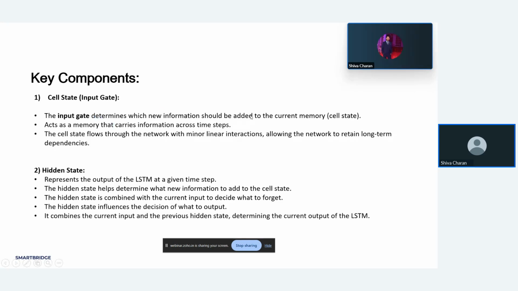Determines which new information should be added to current memory. Acts as a memory, carries information. Cell state flows through a network with minor linear interactions, allowing the network to retain long-term dependencies. That is what the cell state is.